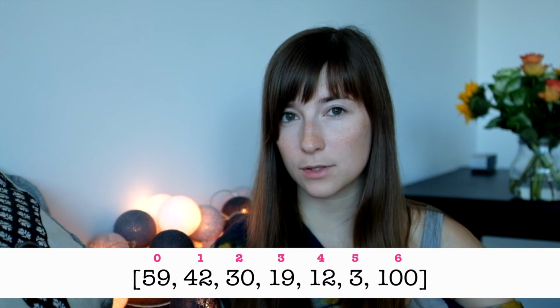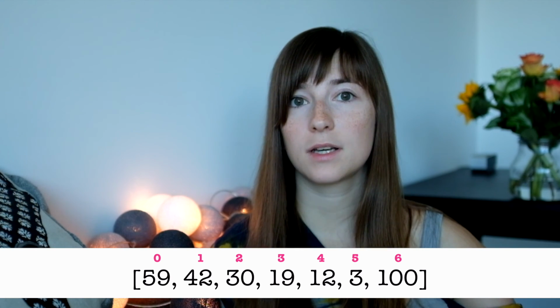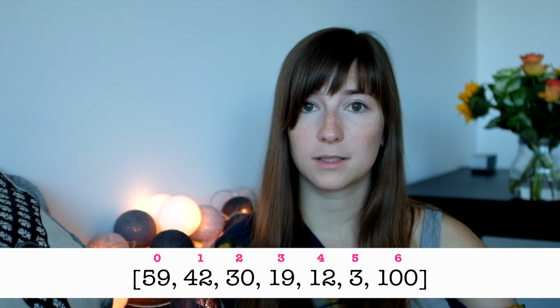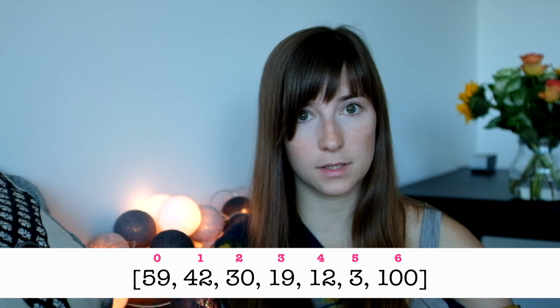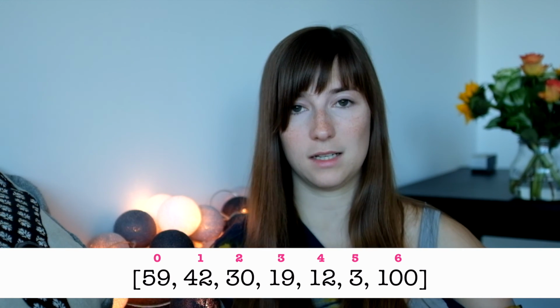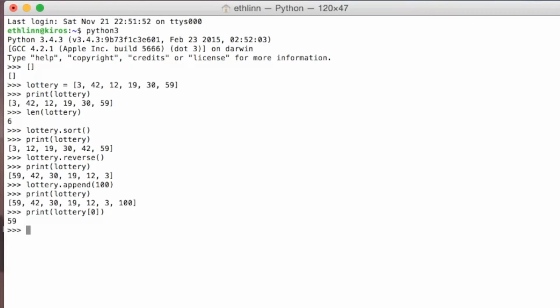Okay, so we already saw that we can add an element to the list. What if we want to delete an element? And not any element, but a certain element given its index. If we would like to delete, for example, 30 from the list, which is the third element, so with index 2, we'll do it like this, del lottery index 2. Now when we print our lottery variable, we'll have the list not containing 30.